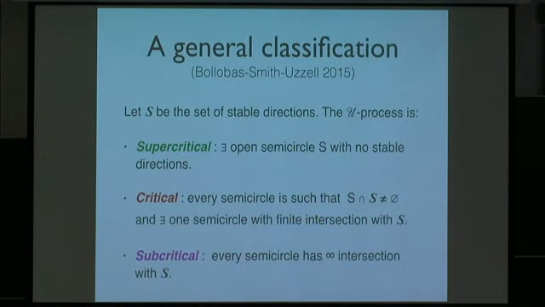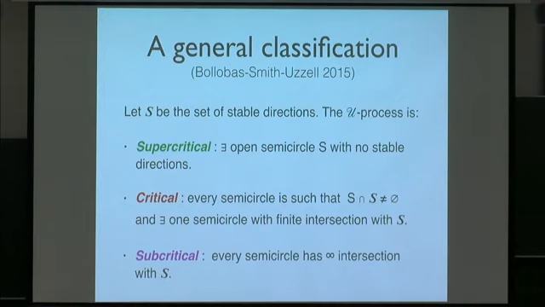Then they came up with a general classification which says the following. The bootstrap process is supercritical if there exists an open semicircle with no stable direction. It is critical if every semicircle has non-empty intersection with the set of stable directions, that is, contains some stable direction, and there is one semicircle with only finitely many stable directions. And it is subcritical otherwise.